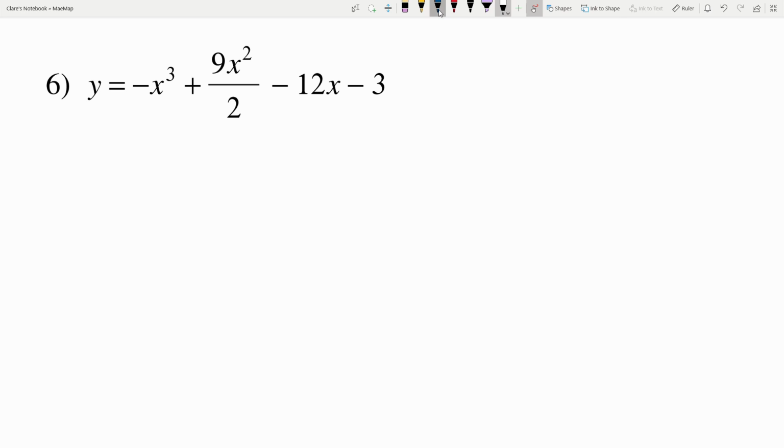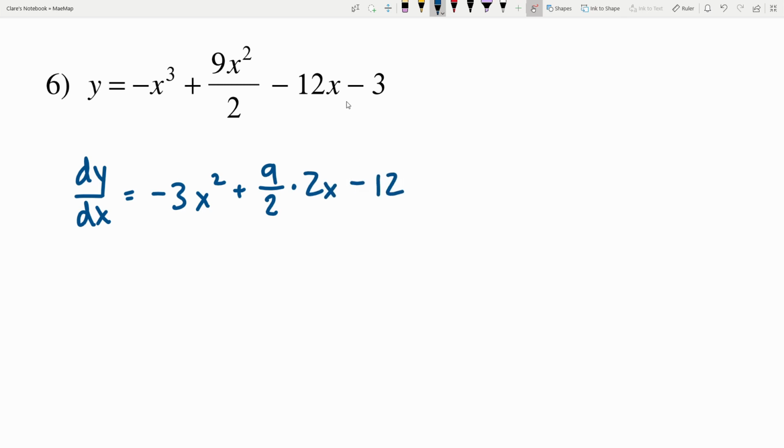In number 6, let's start by taking the derivative, because those horizontal tangent lines are when the slope is 0, so when our derivative is 0. So dy/dx, the derivative is going to be, well, negative x cubed goes to negative 3x squared, plus I'll leave my 9/2 out in front, and then I take the derivative of x squared, which is times 2x, and then minus 12, because the derivative of 12x is 12, and then the derivative of 3 is 0. So everything should have been straightforward. Maybe you're a little confused on this one.